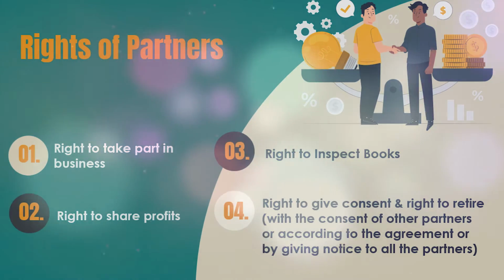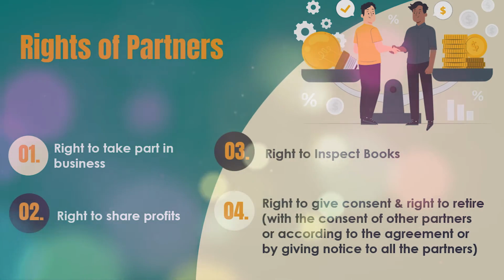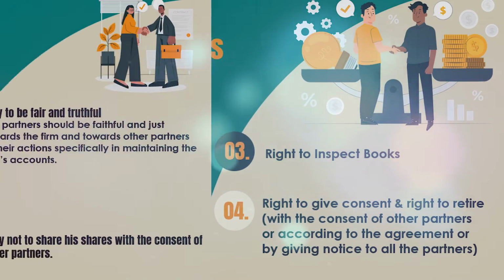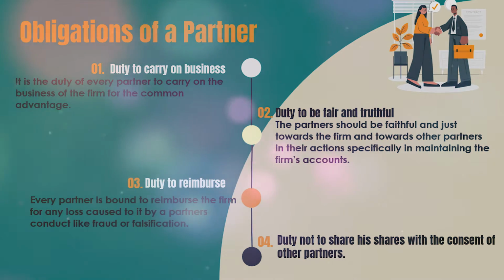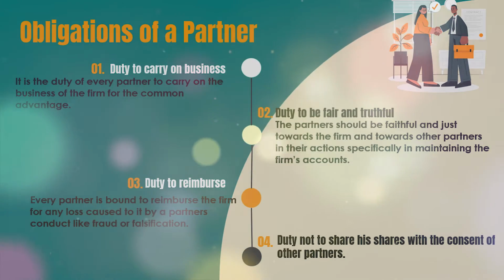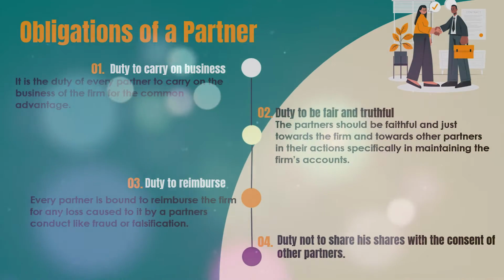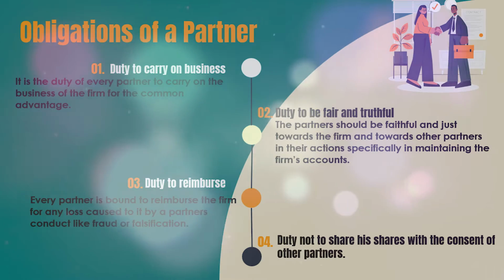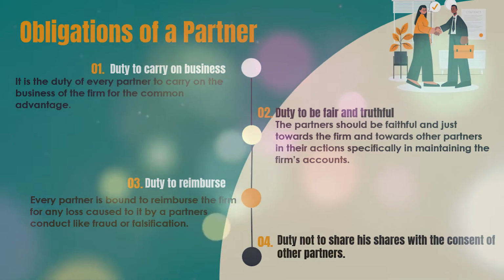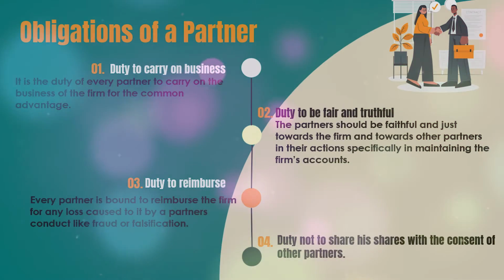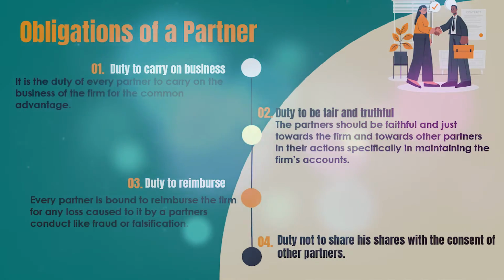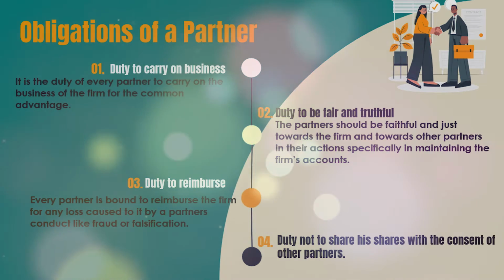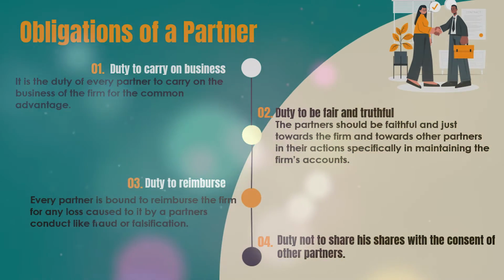Also, as a business partner, we have a right to give consent and a right to retire, which means with the consent of other partners, or according to the partnership contract, or by giving notice to all partners. The duties or obligations of a partner. As a partner, we have a responsibility or an involvement towards the firm or business. It is the duty of every partner to carry on the business of the firm for the common advantage of the partners. Partners must be faithful and just towards the firm and towards the other partners in their actions, specifically in maintaining the firm's bank accounts. Every partner is required to reimburse the firm for any loss caused to it by a partner's conduct, like fraud or falsification. A partner is required not to transfer his shares without the permission of other partners.